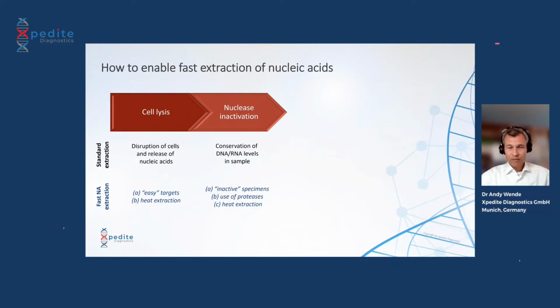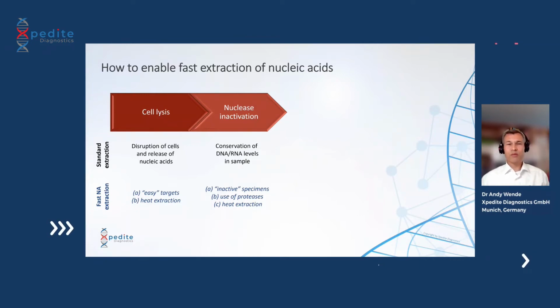The nucleic acid inactivation I mentioned is important. Otherwise, you would see a certain degradation of DNA and RNA by the enzymes. So the strategy for fast nucleic acid extraction here is, again, either to use, let's call it, inactive specimens. These are specimens with a low DNase and RNase activity, like, for example, buccal swabs or nasal swabs or skin, urine. Those are samples that have inherently not so high DNase, or let's say nuclease, activity.